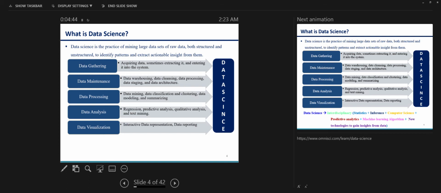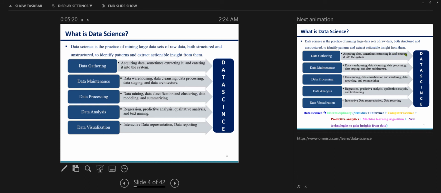unstructured. Unstructured means there is nothing defining it, we are just collecting the data, A B C D E F, like that. But structured means we make that information into some structure. For example, A to Z comes from the alphabet, and that makes a structure. So both structured and unstructured data are mined to identify patterns and extract actionable insight from them. So that is data science.